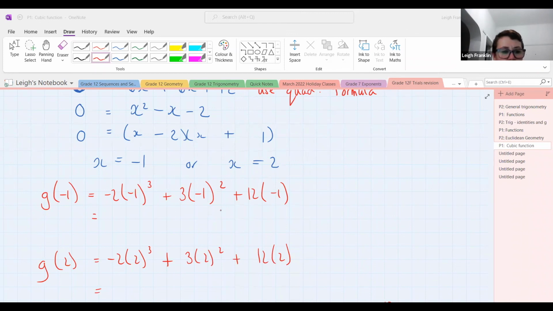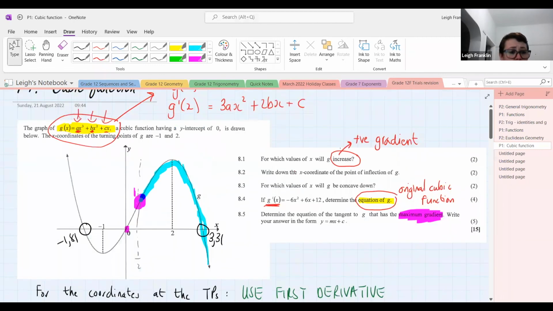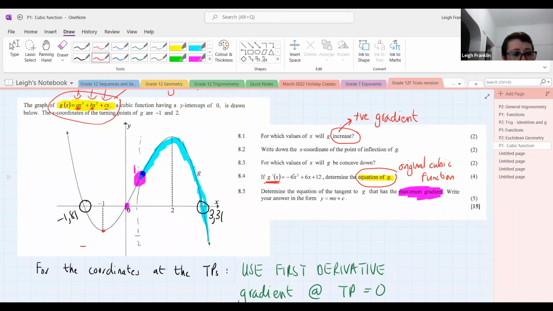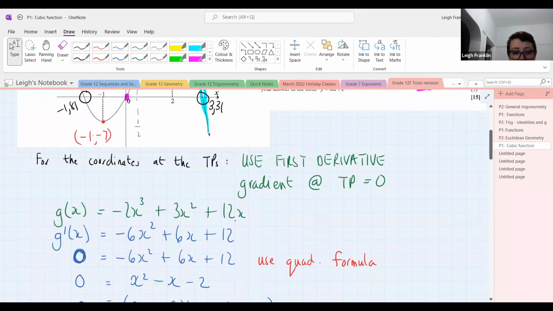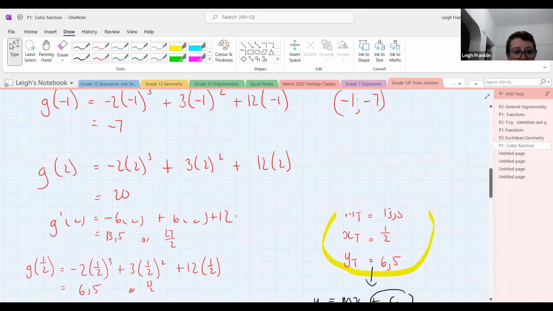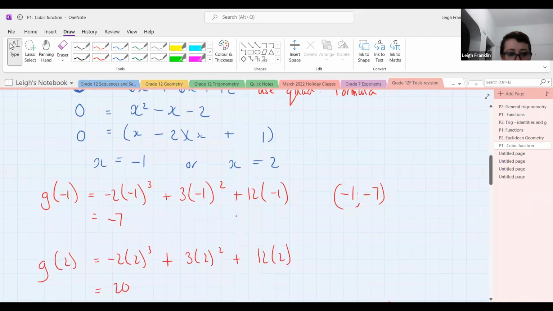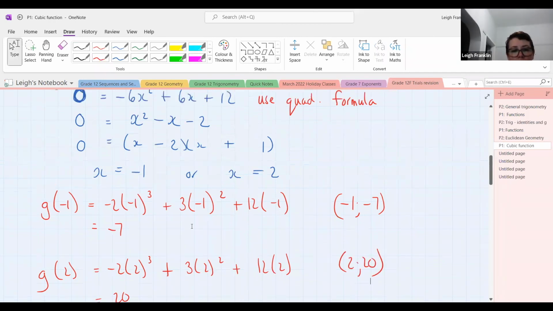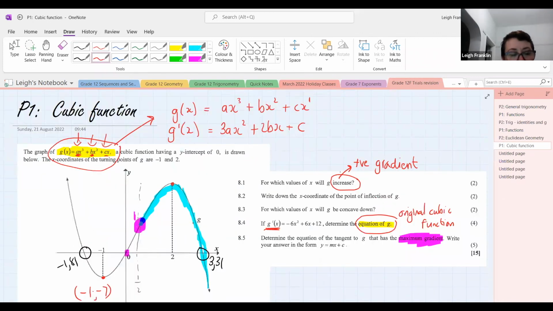So we're getting negative 7 and 20. So the coordinates that were negative 1 and negative 7, that has to be a point that is in the third quadrant. There we go. Here, negative 1 and negative 7. So that looks good. This point up here has to be in the first quadrant, and it looks quite high up. So I think those answers that we got of 2 and 20 seem reasonable here as well. So 2 and 20 up there.